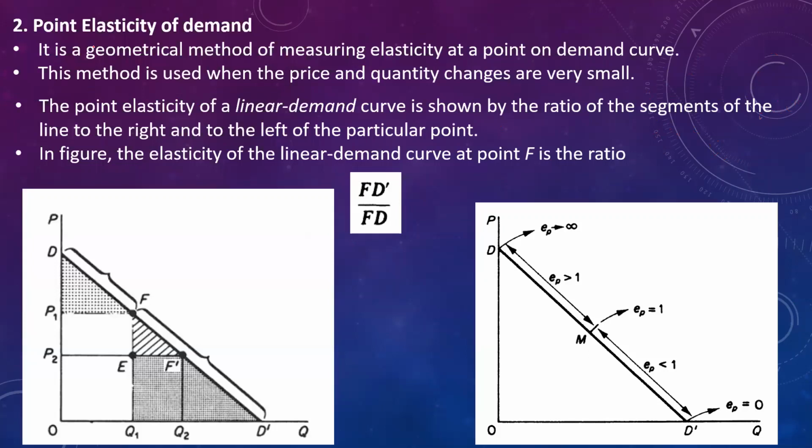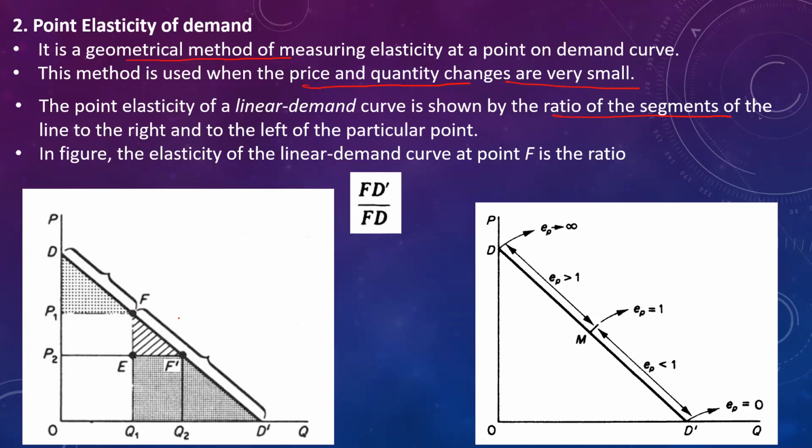Next is the point elasticity of demand. This is the geometrical method of measuring the elasticity. This method is used when price and quantity changes are very small. The point elasticity of a linear demand curve is shown by a ratio of segments of the line to the right and to the left. Now this is the demand curve.